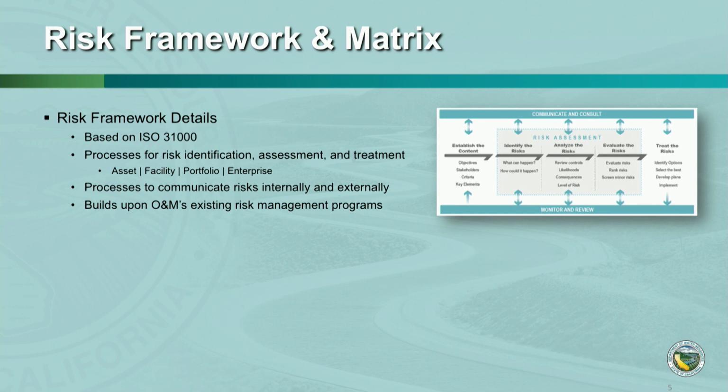So the risk framework that we've deployed, again, is really focused on trying to drive consistency across the business processes or business areas. We've based this on the ISO 31000 risk management standard. Our framework provides processes for risk identification, risk assessment, and selection of treatment options. It's also through the consistency that we're able to evaluate risks at an asset or equipment level, aggregate them up to the facility and portfolio levels, and then inform our enterprise risk processes too.